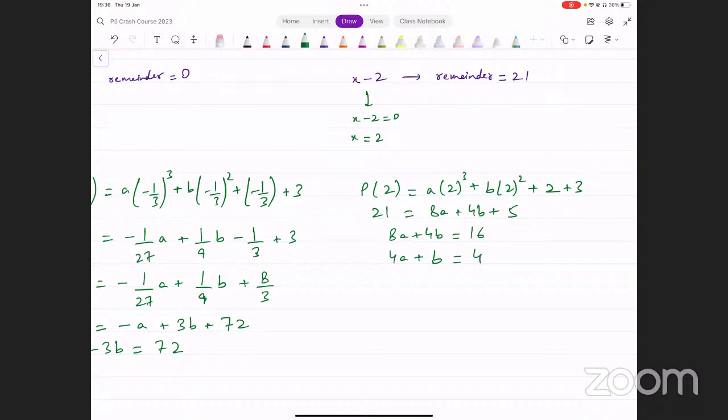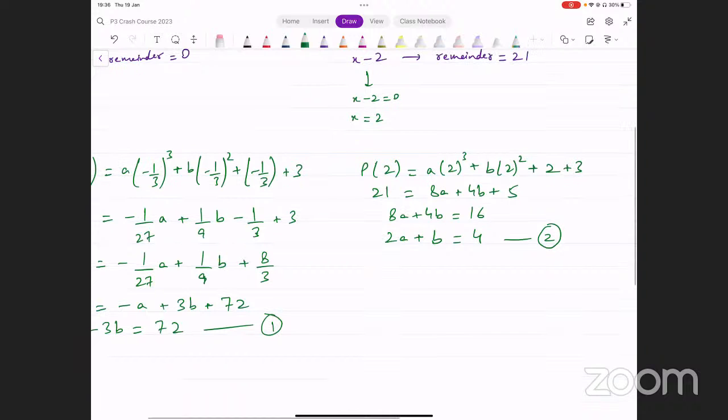No, sorry, something wrong here. Yeah, should have 2 here: 2a plus b equals 4. This is another equation that we've got. Okay, we've got two equations, two unknowns. You can solve them simultaneously and find the values of a and b from that.